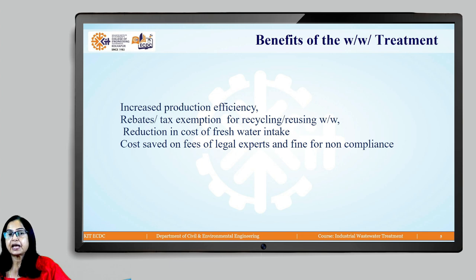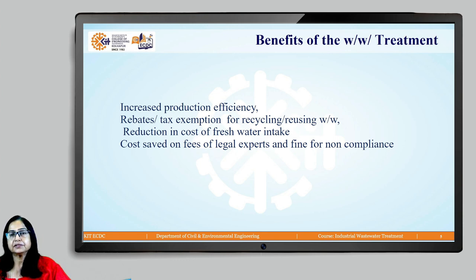So, as I have explained earlier, the industry has to pay cess, water cess, for the water it uses, fresh water, which is procured either from groundwater or surface water. And the rate of this water cess is much higher than the rate of water which we use for domestic purpose. So here, once again, there is monetary gain.